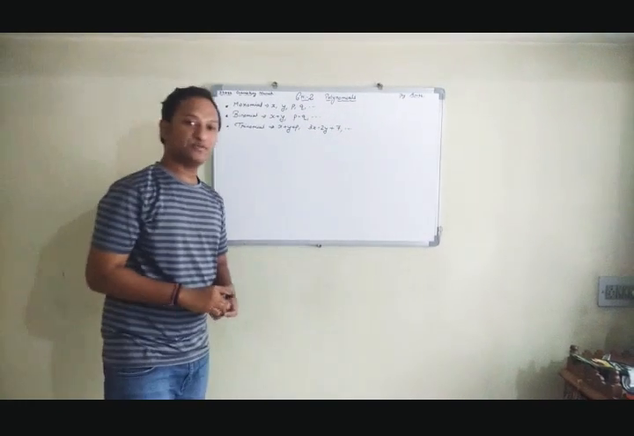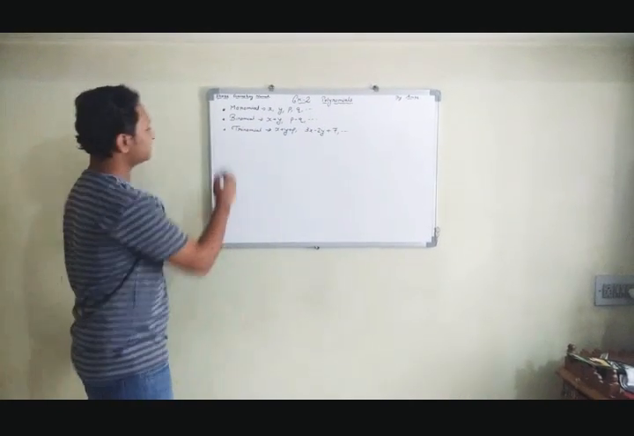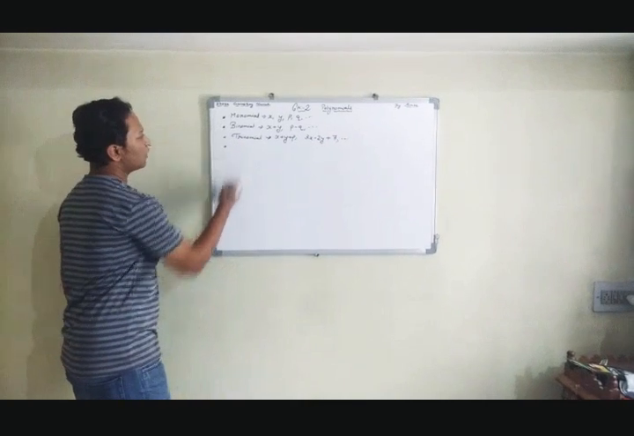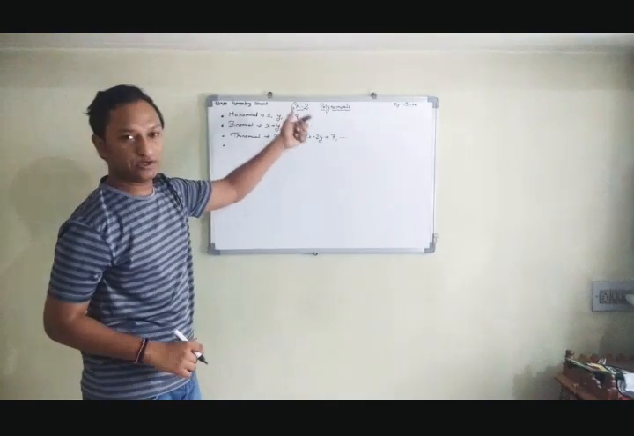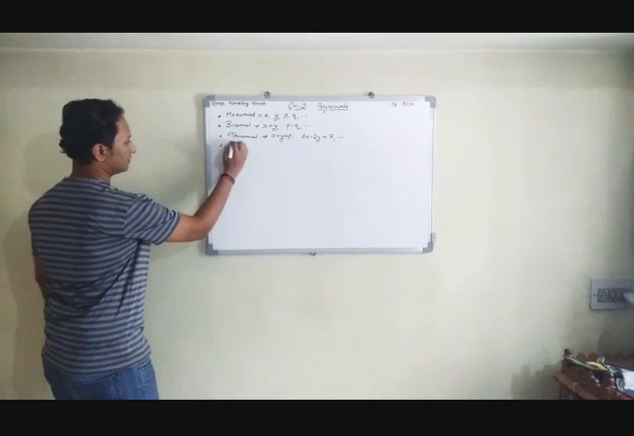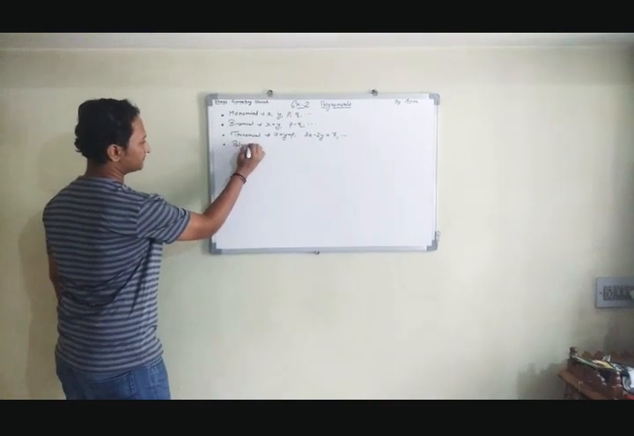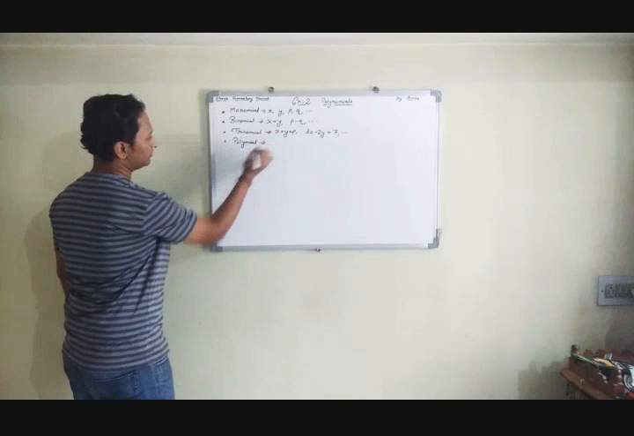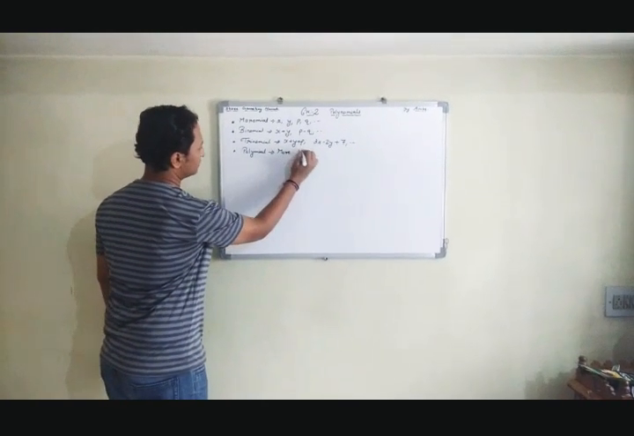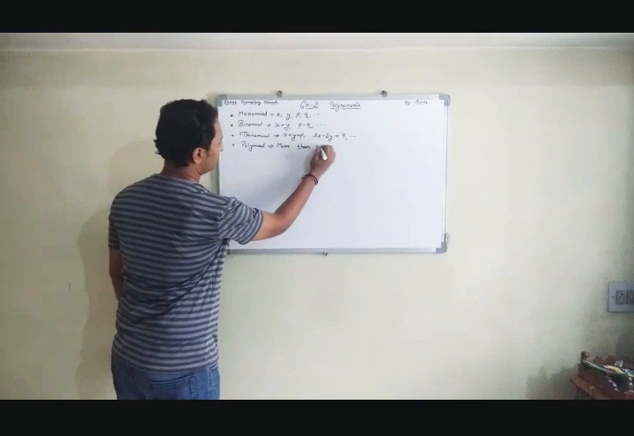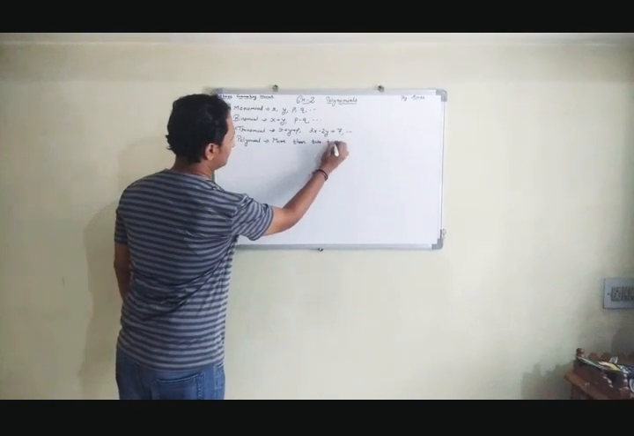So basically what is meant by polynomial? A polynomial is a term or expression having more than two terms. Poly means many, so polynomial means more than two terms.